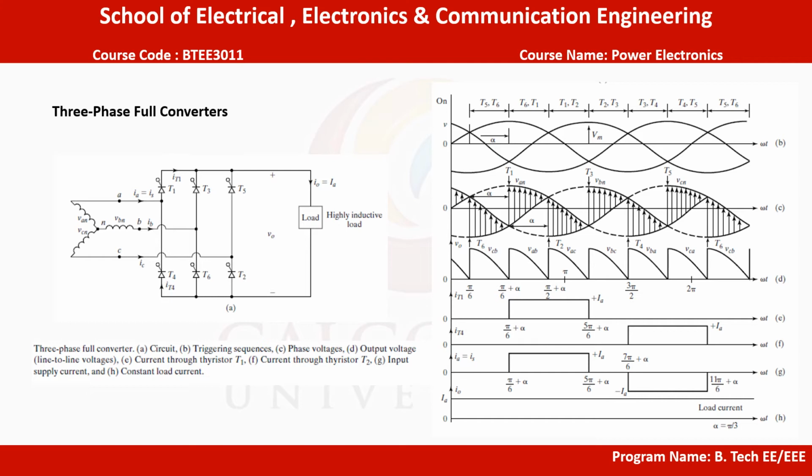During the interval pi by 6 plus alpha to pi by 2 plus alpha, thyristors T1 and T6 conduct and the line-to-line voltage VAB appears across the load. At omega t equal to pi by 2 plus alpha, thyristor T2 is fired and thyristor T6 is reverse biased immediately. T6 is turned off due to natural commutation. During the interval pi by 2 plus alpha to 5 pi by 6 plus alpha, thyristors T1 and T2 conduct and the line-to-line voltage VAC appears across the load. The firing sequence is 1, 2; 2, 3; 3, 4; 4, 5; 5, 6; and 6, 1. Figure B shows the waveform for input voltage, output voltage, input current and current through thyristors, for alpha equal to pi by 3.